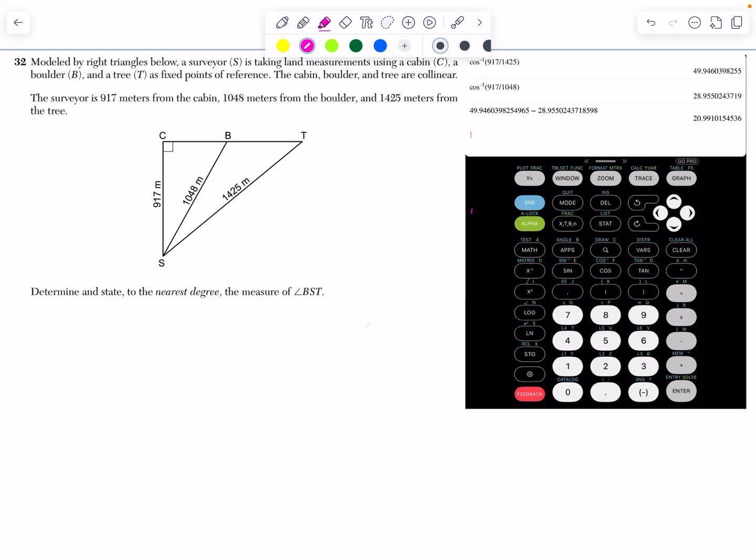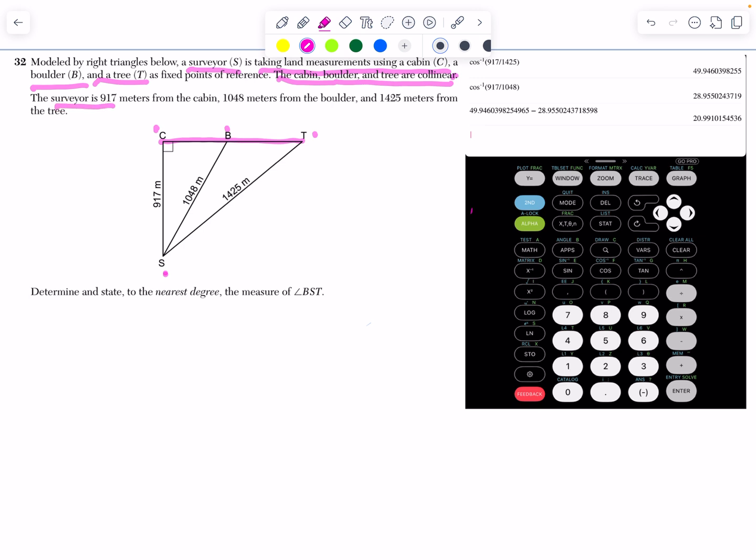Modeled by the right triangles below, a surveyor S is taking land measurements using a cabin C, a boulder B, and a tree T as fixed points for reference. The cabin, boulder, and tree are collinear. Collinear means they're on the same line.